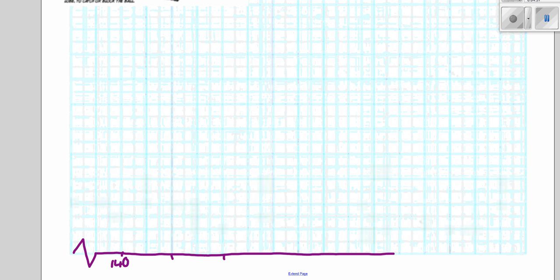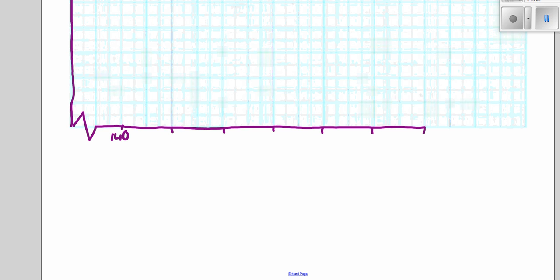On a histogram: 160, 180, 200, 320. Okay, cool. There. I've got it up to 9. So hopefully you're using nice rulers to make yours, or straight edges at least.